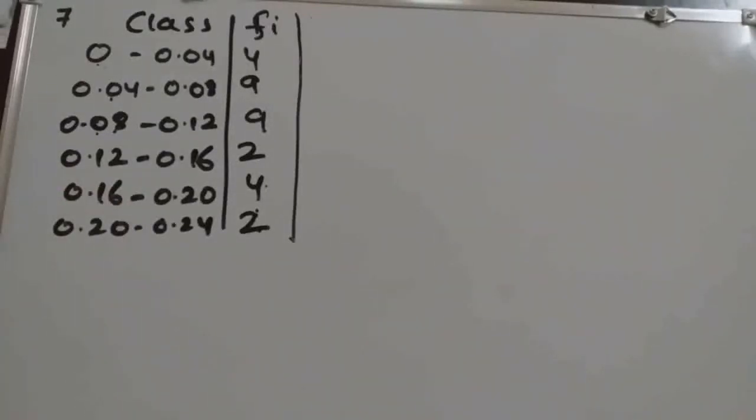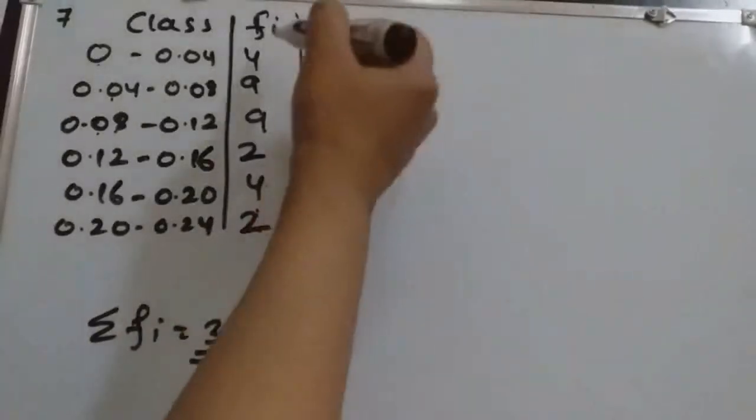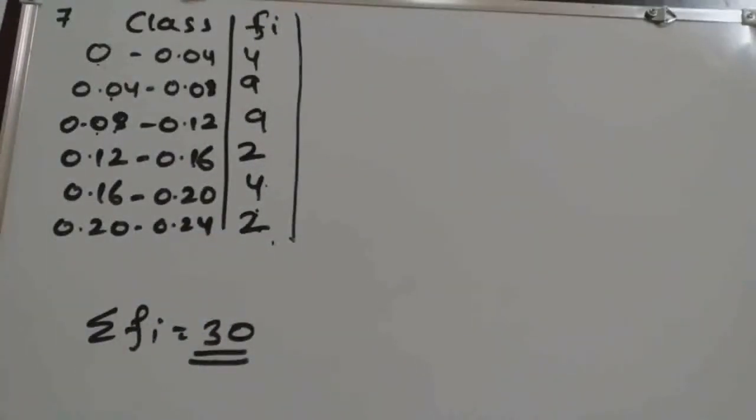Now here also it is given that to find out the concentration of SO2, that is sulfur dioxide, in the air, the data was collected for 30 localities. Now 30 localities, that is sigma Fi is also given as 30. If not, you can add and verify. You will get 30. Now data is given as below. Then find the mean concentration. That means we should find the mean here.